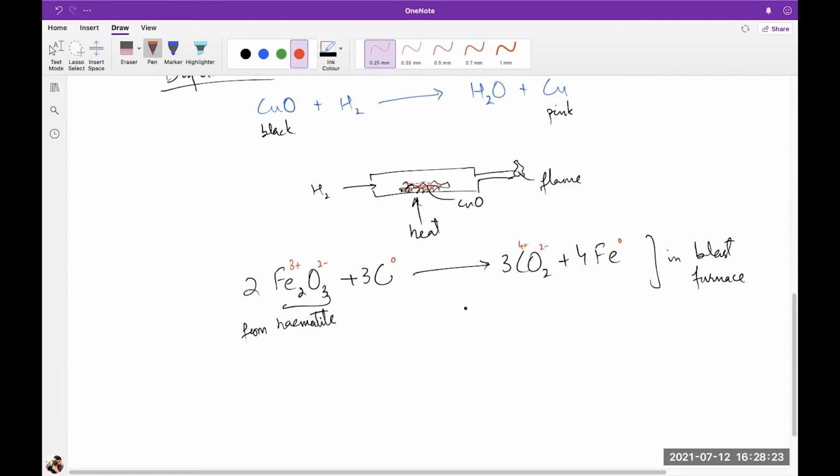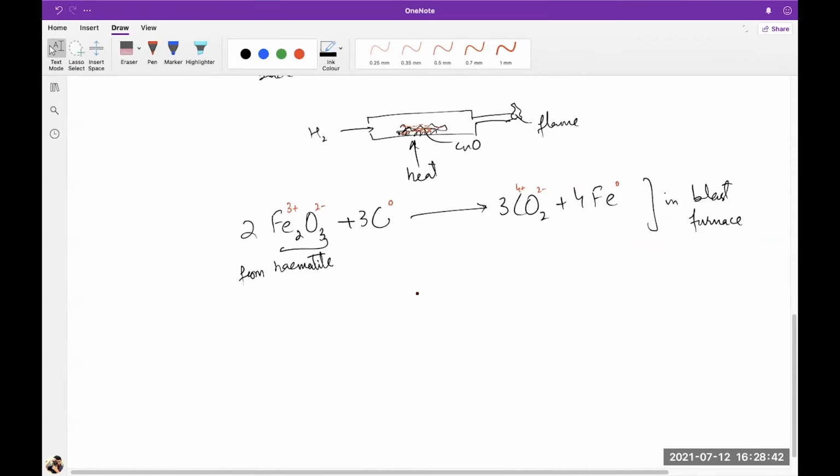So I can see clearly that carbon went from 0 to +4. So carbon has been oxidized. Iron went from +3 to 0. That means that iron has been reduced. Oxygen did not change at all. Oxygen was -2 on the right side as well as on the left side. So based on all this, I can see that this is a redox reaction. So this is usually done when we are trying to extract iron from hematite.